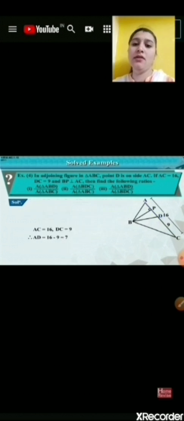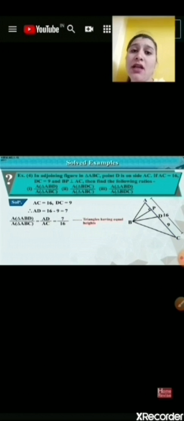So here the area of triangle ABD upon ABC is equal to AD upon AC. We are not considering the height as the heights are equal. You have to write the values as they are. If it is getting cancelled, then cancel it, do not keep it as it is. Write the brackets. Area of triangle, area of triangle.